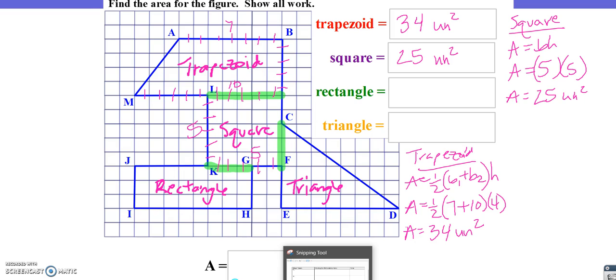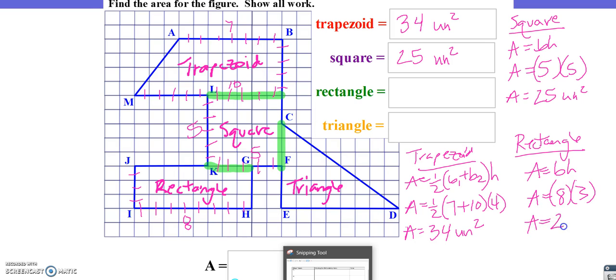Next I have a rectangle. And the area formula for the rectangle is just like that of a square. I'm going to count my base. 1, 2, 3, 4, 5, 6, 7, 8. So I have a base of 8, and then my height 1, 2, 3. So the area of my rectangle is 24 units squared.